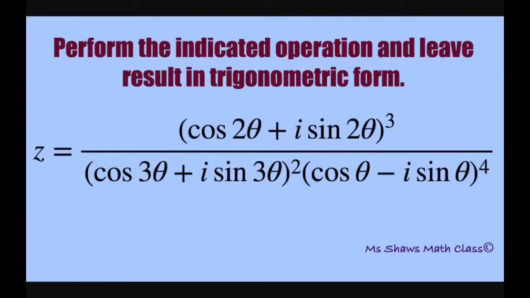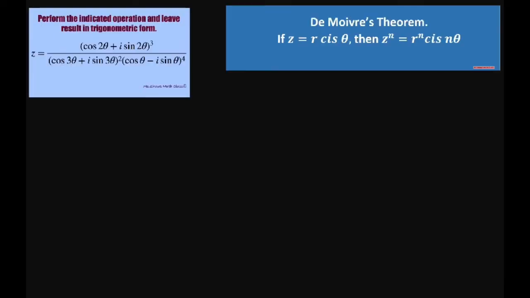Everyone, we're going to perform the indicated operation and leave our result in trigonometric form. It's a bit easier than you think. We're going to use de Moivre's theorem, and basically all that means is we're taking this 3 here, that's our n, and multiplying it by our 2 here. So our r happens to be 1, so we don't have anything there, since 1 to the power of 3 is just 1. So for our numerator, we're just going to get cosine of 6 theta plus i times sine of 6 theta.